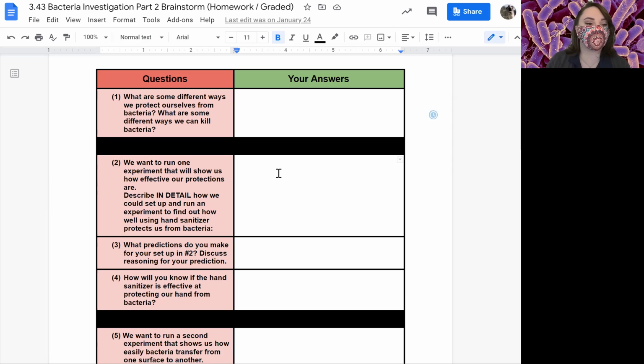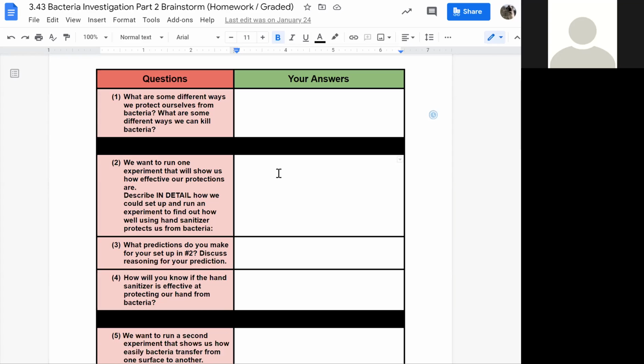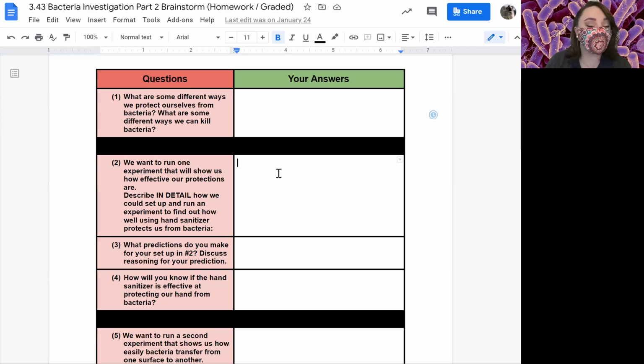Who has an idea of what Bryce means when he says do a before and after? Who could help him? Swabbing the area before the hand sanitizer and then after the hand sanitizer. All right, very good. So she said, I could swab my hand before I use hand sanitizer, put it in a Petri dish and see what happens. And then I could use hand sanitizer, swab again, and see what happens in the Petri dish. Okay, that's a good idea.